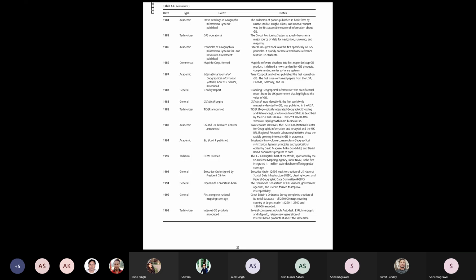You need to write down all these things, because if you just read all this table, you will forget everything. You will not be able to remember anything, but some of the important points need to be written down and remembered by you. So when we say some of the important milestones in the field of GIS, you must be able to recall all these milestones of GIS. So write down the name of this book, Principles of Geographic Information System for Land Resource Assessment.